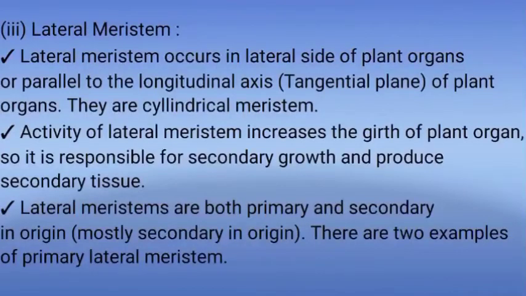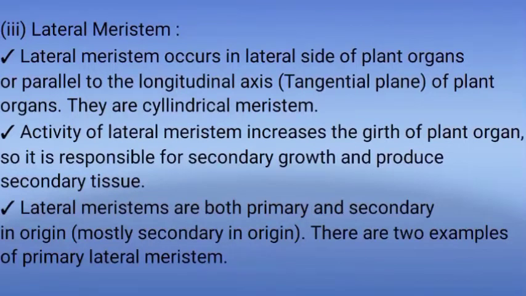The third type is lateral meristem. Lateral meristem occurs in the lateral side of plant organs or parallel to the longitudinal axis, which means tangential plane of plant organs. They are cylindrical meristems. Activity of lateral meristem increases the girth of plant organ, so it is responsible for secondary growth and produces secondary tissues. Lateral meristems are both primary and secondary in origin, mostly secondary in origin.